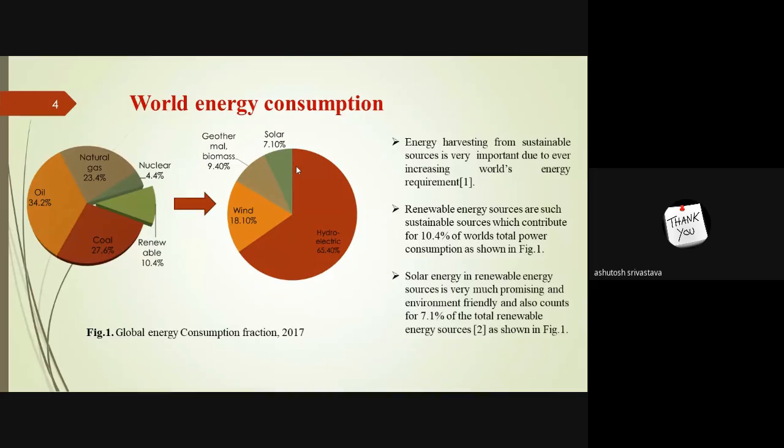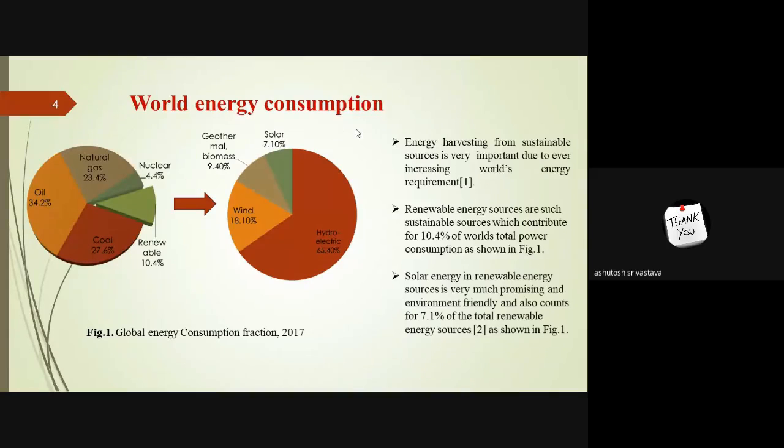But if we keep on improving our devices for energy harvesting, then definitely it will meet the most part of the energy consumption of the whole world. Because as we know, out of all this renewable energy, solar energy has the most proportion of its presence in the atmosphere.